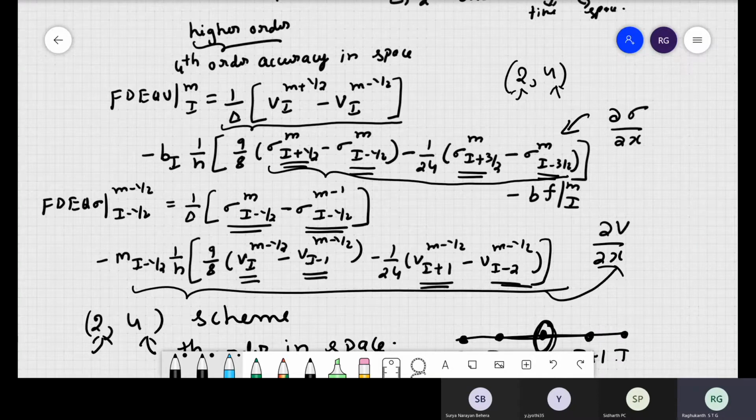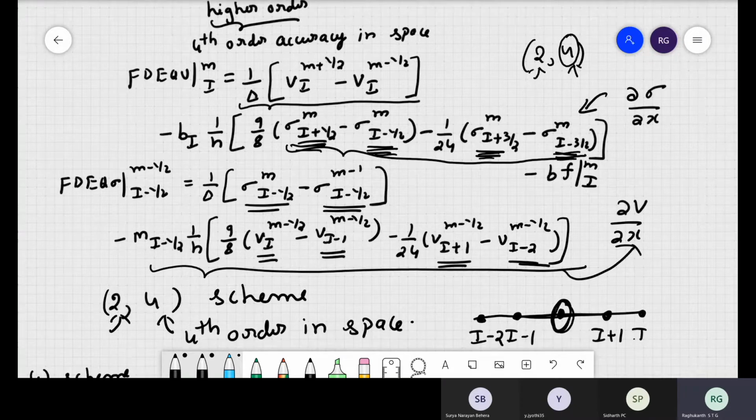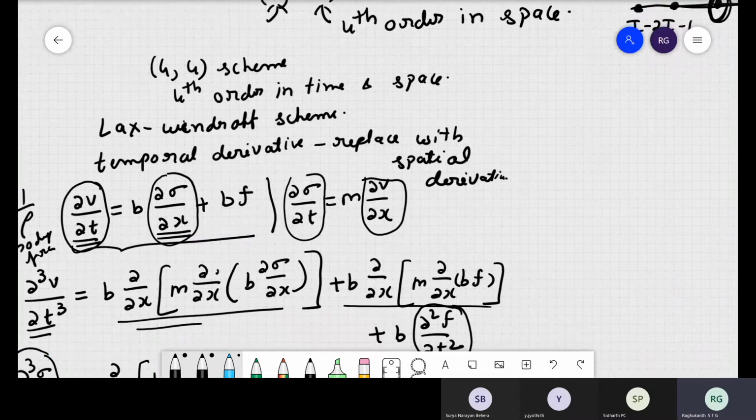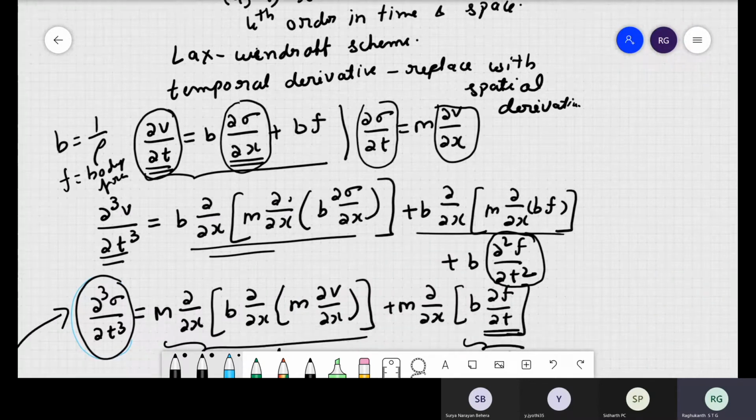Now here, for the spatial derivatives, we are using fourth order approximation. That means 4 points are used to compute the spatial derivative. This we call 2, 4 because for time we are using only 2 points, m plus half and m minus half, but here i plus half, i minus half, i plus 3/2, i minus 3/2. So this is a 2, 4 scheme. Then finally you can even go for 4, 4.